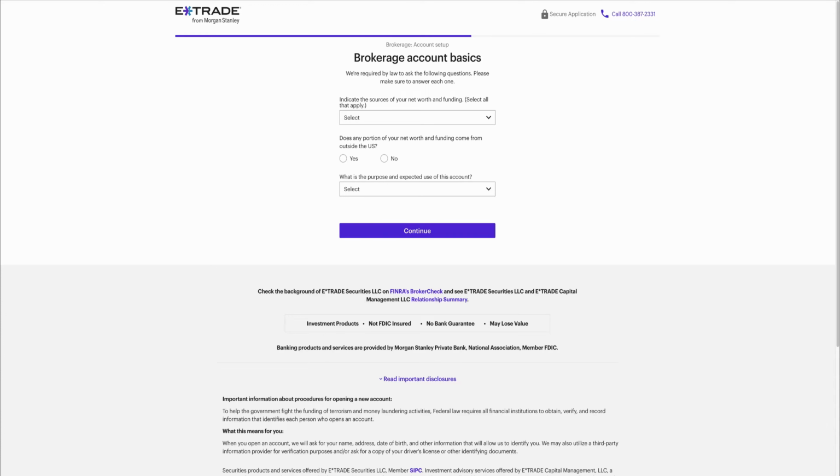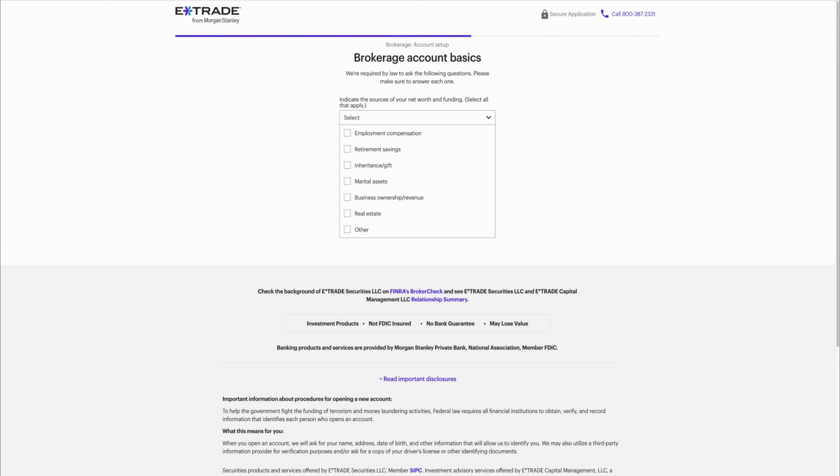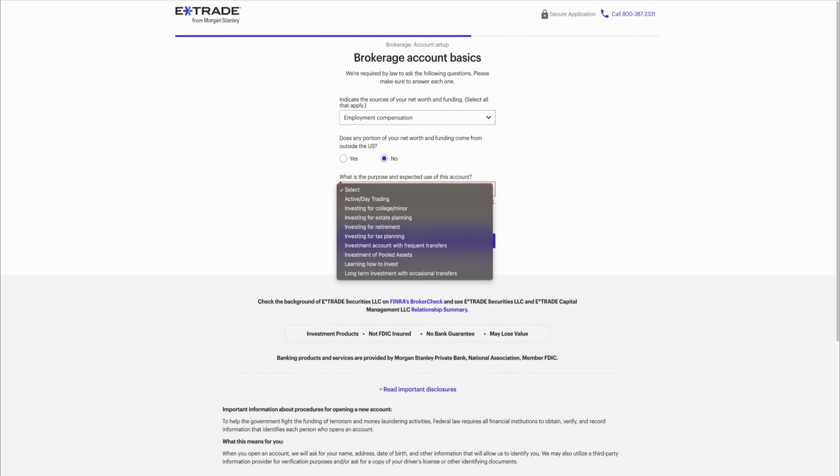You have a few options depending on how you came up with the funding. Select the one or more that apply to you. For the majority of people, I'm assuming you will pick employment compensation, but once more, pick the ones that are accurate to your situation. Last, indicate for what reason you want to open that account. Pick the one that applies to you. It will only help you moving forward.